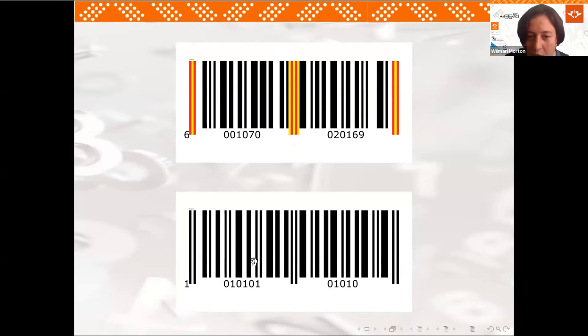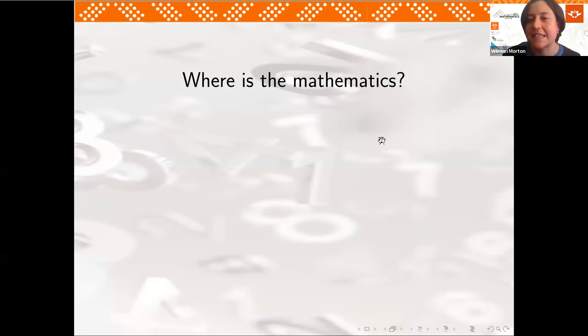And that's intentional, right? So that whatever is between these first two guards, that encoding is different from the encoding between the next two. And that's just so that the scanner, or the computer rather, can determine where to start with these numbers. But that seems like very far down for the mathematics. So where is the mathematics in this?